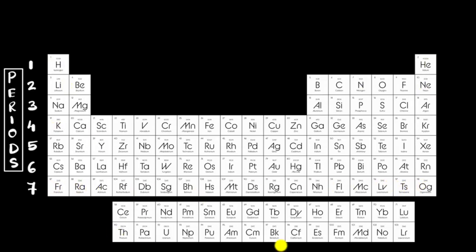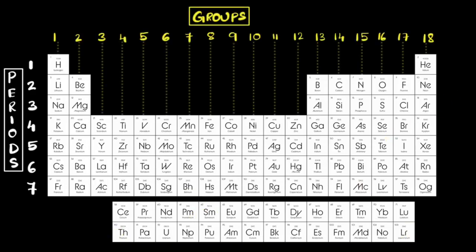I'm sure you must be wondering, what about these elements? We'll get to them in a second. But the second one is the vertical groups. So the vertical columns are called groups. So this is group 1 element, group 2 element, and so on and so forth up till group 18 elements. Okay, what about these elements over here? Why are they separated out?